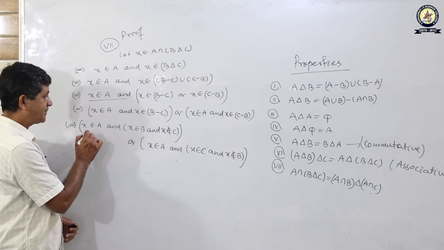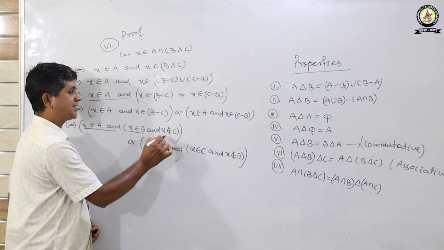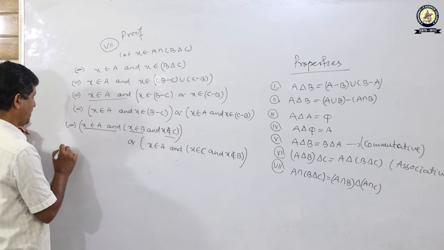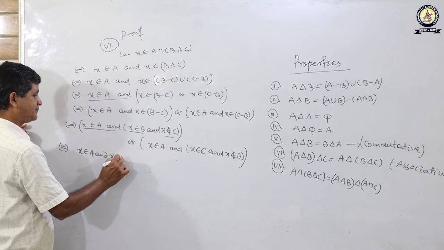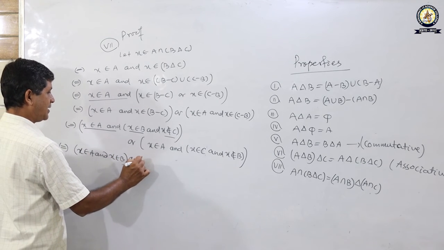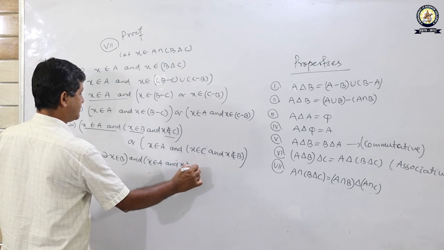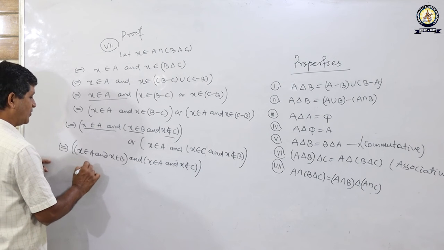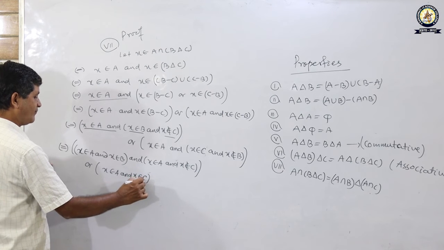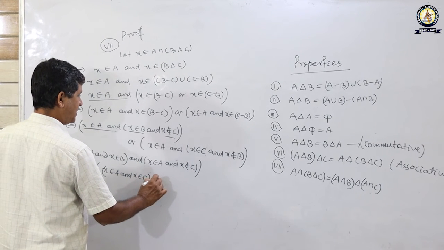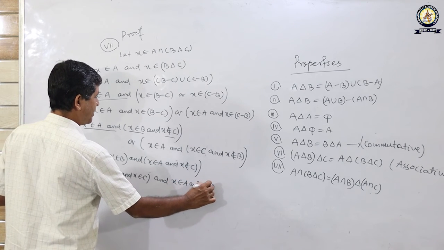Look at students, here X belongs to A and X belongs to B and X does not belong to C. So it will be like this, X belongs to A and X belongs to B and X belongs to A and X does not belong to C. This is in one bucket. Or X belongs to A and X belongs to C and X belongs to A and X does not belong to B.